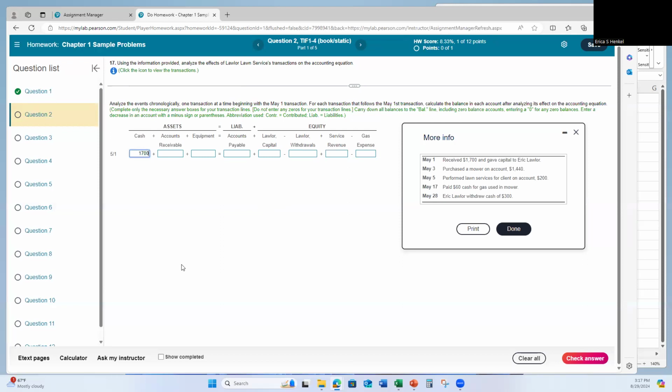And we are giving capital to Eric Lawler. So that's going to increase our owner's equity over here. All right.